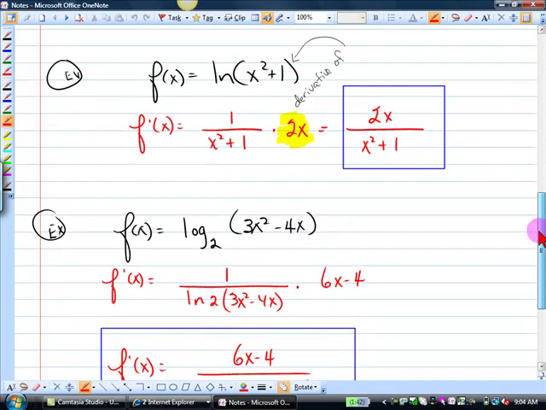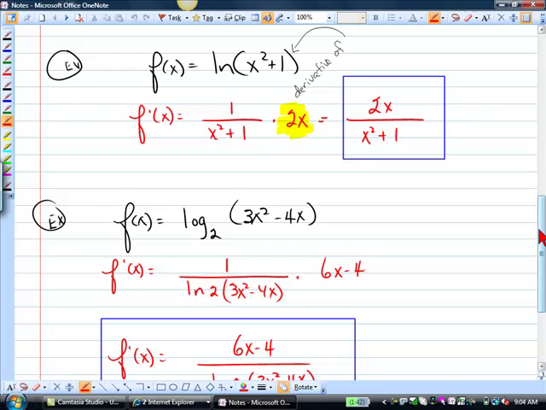All right. This example is the log base a of something. Remember, it's 1 over ln, whatever the base was, that was 2. There's the argument, times, and then you take the derivative of what's in parentheses. So that'll be 6x minus 4. The 6x minus 4 goes on top.